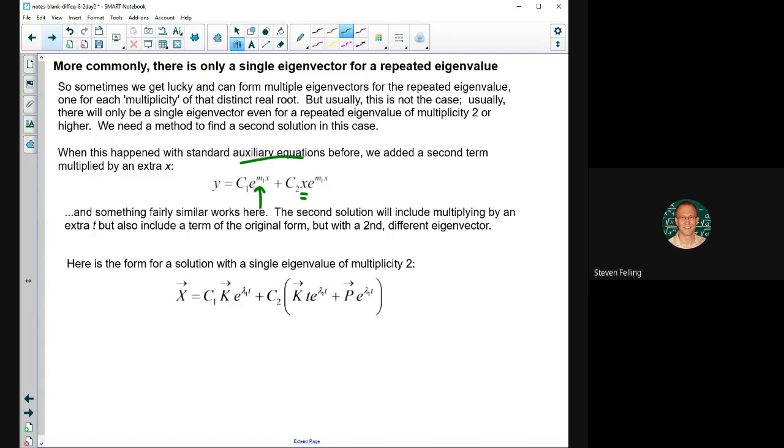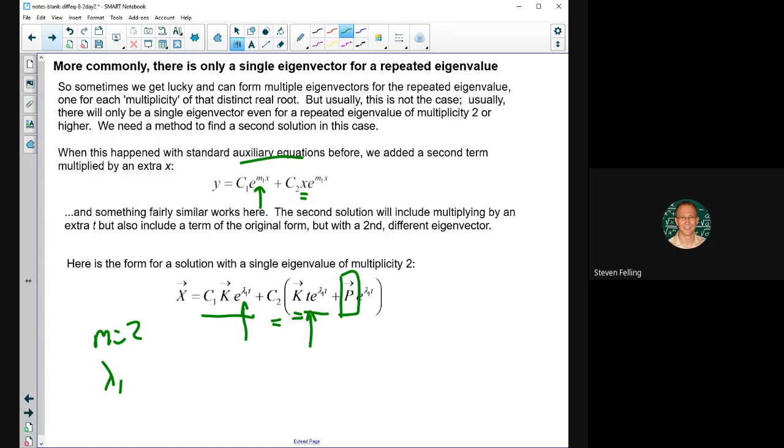So I'm going to show you the result, and then I'll show you a derivation about how we show that this is true. So let's say we have an eigenvalue of multiplicity 2, which is lambda 1. So we include one term with its own constant c1 for that value. And then for the second term, we do c2 times the same eigenvector, but times t e to the lambda t, so we put an extra t in there with the lambda, but plus another eigenvector that we're going to call p with the original e to the lambda t without the extra t.